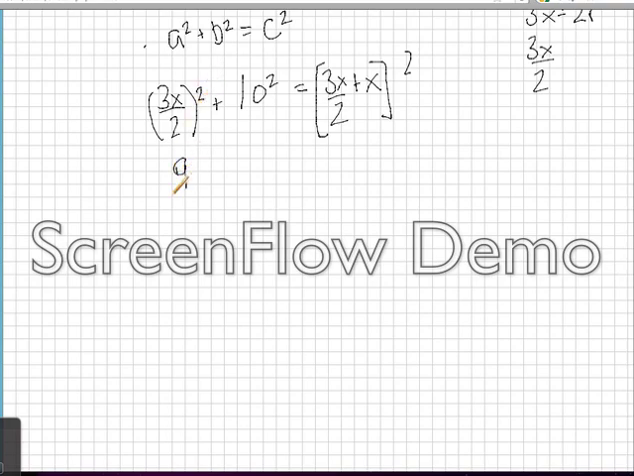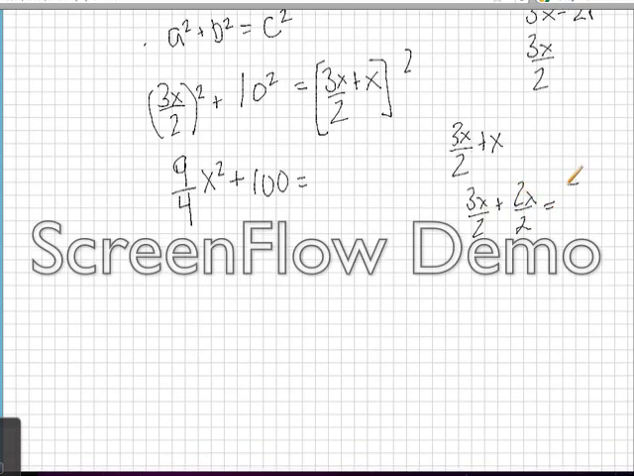I'm going to go ahead and distribute that exponent through my product there. So that becomes 9x squared plus 10 squared is 100. And then, following the order of operations, I'm going to simplify what's inside my parentheses before I take the exponent into account. So 3x over 2 plus x is the same as 3x over 2 plus 2x over 2, which is equal to 5x over 2.